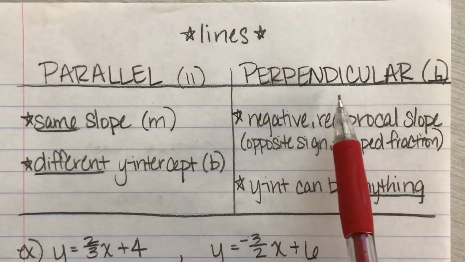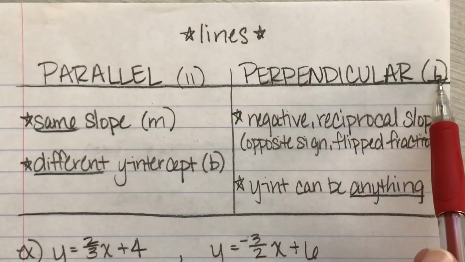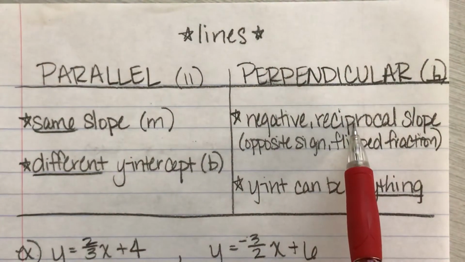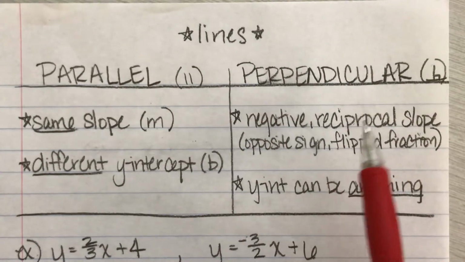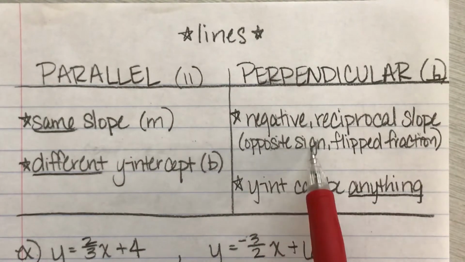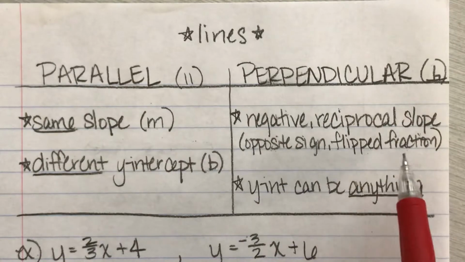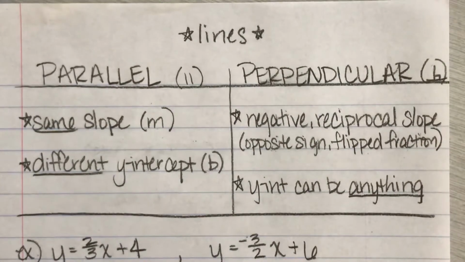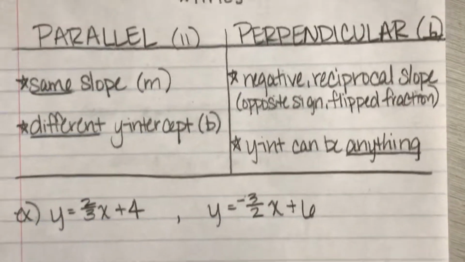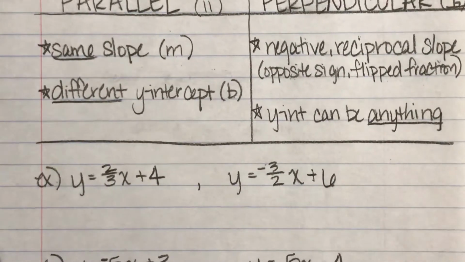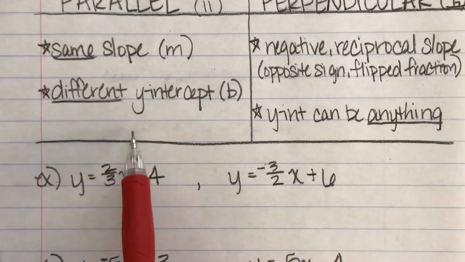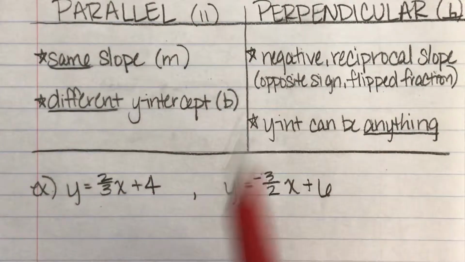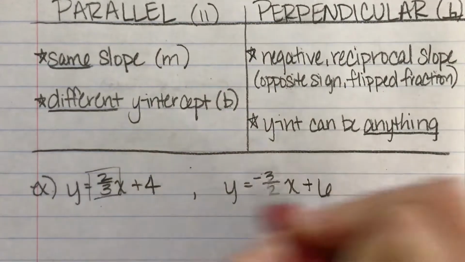It's a totally different situation. In order to be perpendicular, meaning a perfect 90-degree angle, they have to have a negative reciprocal slope. That's the fancy math way of saying they have to have opposite signs and they have to be flipped fractions, okay? Now, in this situation, the y-intercept can be anything. So if I'm looking at two equations, trying to determine are these parallel, are they perpendicular, or are they neither, you notice that the big focus happens to be in the slope here.